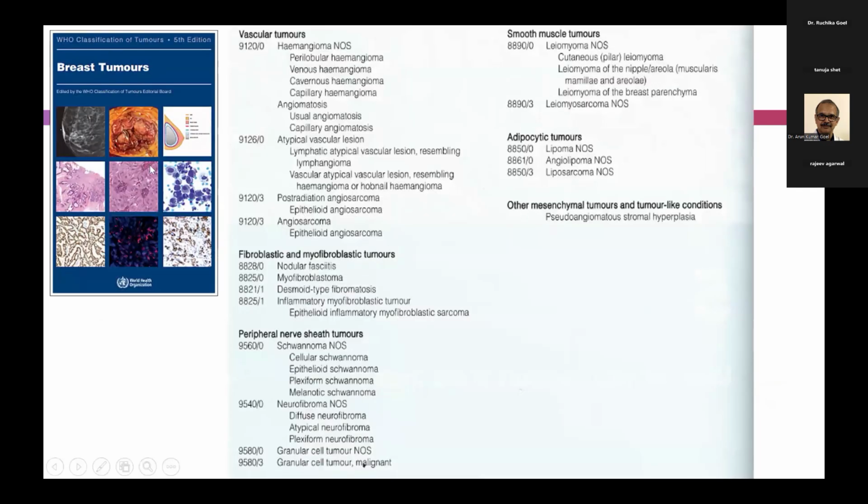So, as already shown, this is our Bible, the WHO Classification of Tumors of the Breast, 5th edition. So this is the big list of mesenchymal tumors in the 5th edition. As you can see, they are classified into different groups like the vascular or the angiomatous lesions. Then you have the fibroblastic and myofibroblastic tumors. You have peripheral nerve sheath tumors, smooth muscle tumors, adipocytic tumors, as well as other mesenchymal tumors and tumor-like conditions.